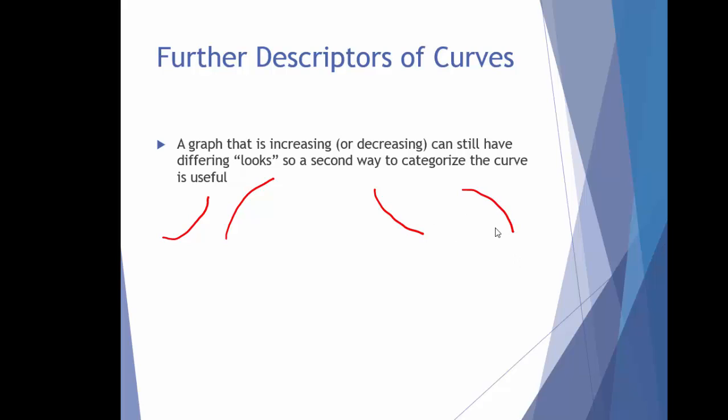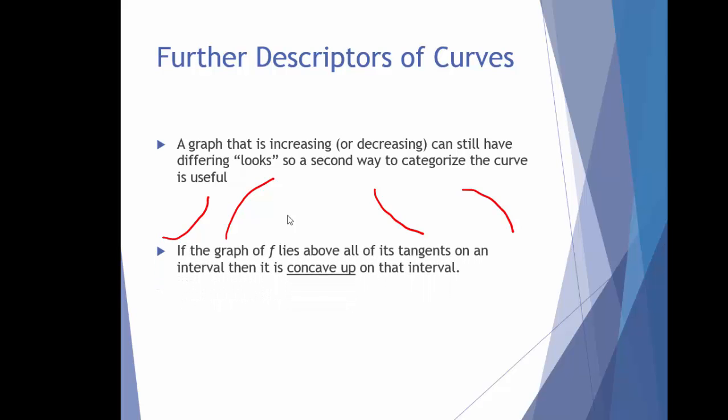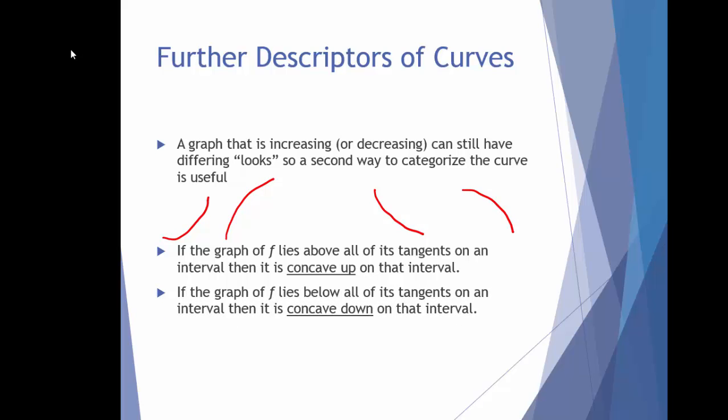So what we'd like is another way to help categorize or describe what's going on in these curves. So what we came up with is something referred to as concavity. If the graph of a function f lies above all of its tangents on an interval, then we refer to it as concave up on that interval. Alternatively, if the graph of the function lies below all of its tangents on an interval, then it's concave down on that interval.